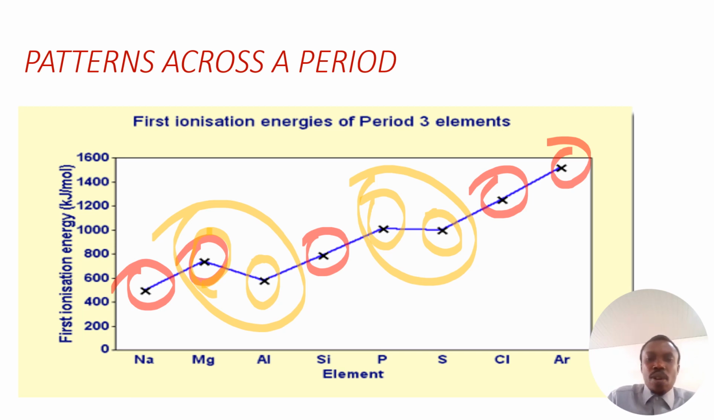The same thing with phosphorus and sulfur. The ionization energy of sulfur is lower than that of phosphorus. It's supposed to be higher than that of phosphorus, going by the trend that ionization energy increases across the period. So these are the two exceptions: between magnesium and aluminium, then phosphorus and sulfur. We're going to look at the reason why the ionization energy of aluminium is lower than that of magnesium, and why the ionization energy of sulfur is lower than that of phosphorus.